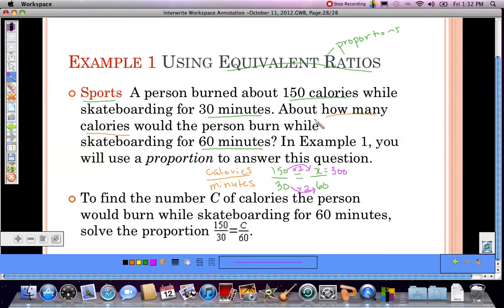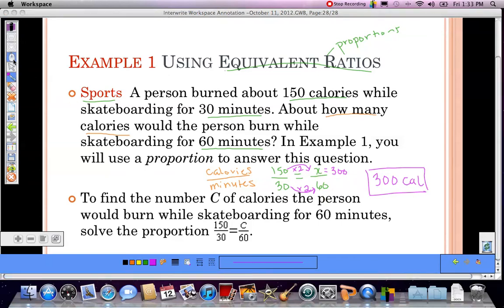So going back to the question, how many calories did this person burn in 60 minutes? 300 calories would be your final answer. When writing your proportions, just remember that the order does matter. Since calories came first, I had calories come first in my ratio. Since minutes came second, minutes come second in my ratio. So just make sure you keep everything in the proper order.